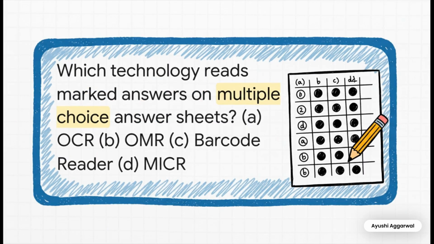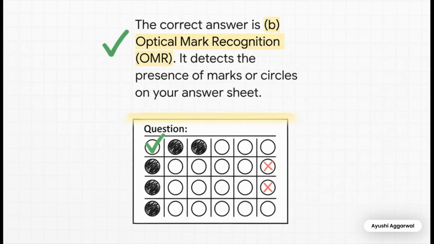All right, let's try another one. The OMR sheets you fill out in your exams. You know the ones where you blacken the little circles? What technology is used to check those? Come on, you should definitely know this one. And the answer is, of course, option B, OMR. It's optical mark recognition technology that detects the presence of those marks or circles to check your answer sheet.